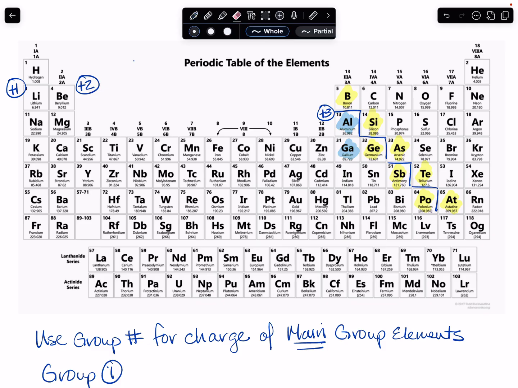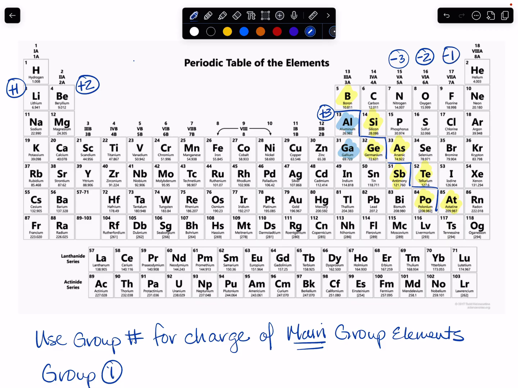But once we get to group 15 with nitrogen, then we've got some true nonmetals that would like to accept some electrons. So this group is going to form -3 ions. Then oxygen, sulfur, and selenium in the next group are going to form -2 ions. And then the halogens, fluorine, chlorine, bromine, and iodine, are going to form -1 ions.